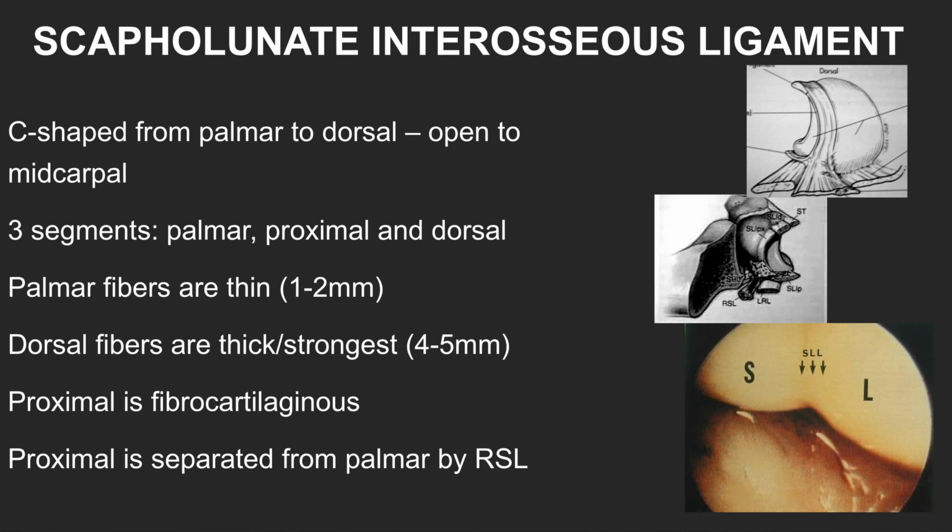The scapholunate interosseous ligament is the one that we deal with the most. It's C-shaped. It goes from palmar to dorsal, and it's open to the midcarpal joint. And of the three components, the palmar, proximal, and dorsal, the dorsal is the biomechanically strongest component. The palmar fibers are thinner, and the proximal fibers are really fibrocartilaginous, and they function to create a smooth surface.